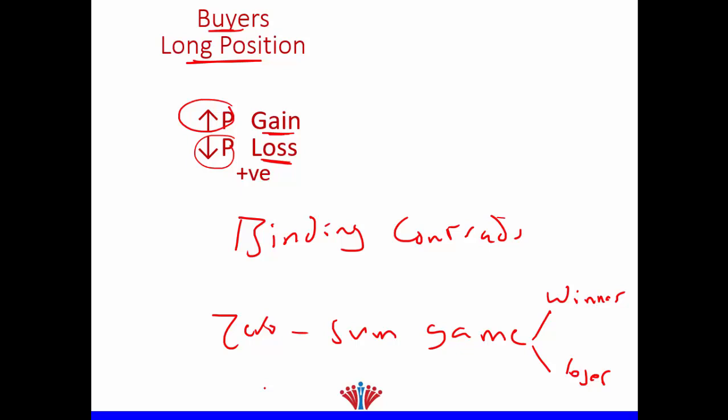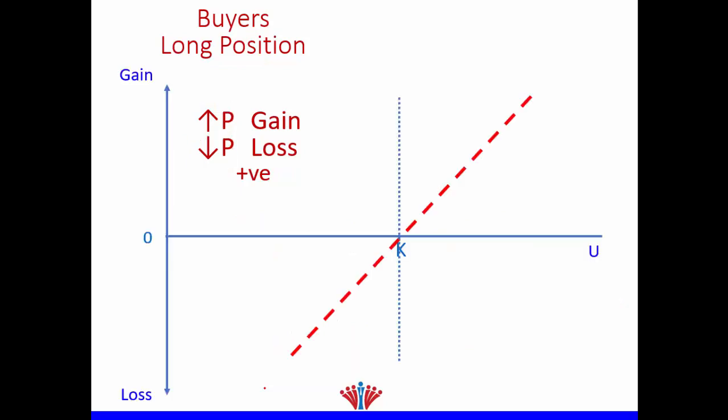So when we talk about buyers, we said that we have a positive relationship between the future price in the market and gains. Therefore, if we'd like to draw it, will our curve be an upward slope or downward slope? It will be an upward slope. Therefore, we will put here our market price, which we call the underlying price, and we will draw here an upward slope.